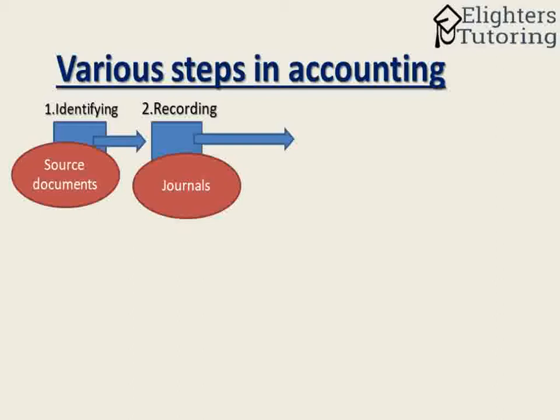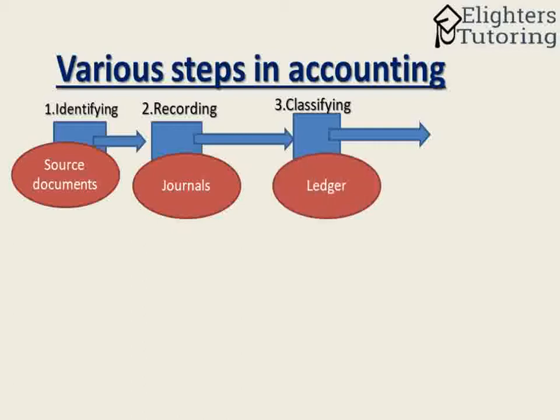Once you have recorded all the information in the journals, we need to go to another step, so that the transactions you have recorded in journals are being classified. The classification is done by use of a ledger. The ledger takes all the transactions and puts them in separate accounts where they belong. Once they are put in separate accounts, we need to summarize them, and let's go to step number 4.